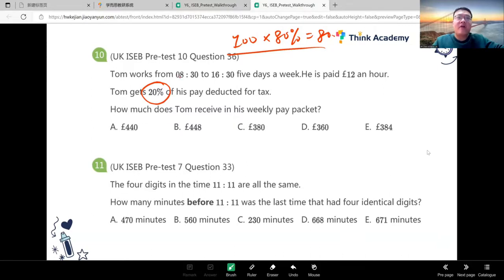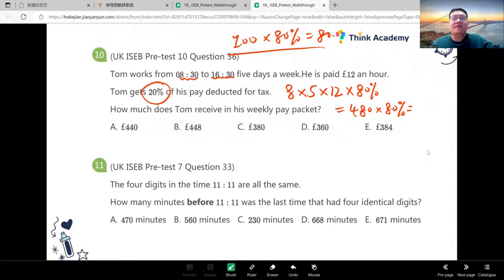So you see, every day from 8:30 to 16:30, that will be 8 hours. And we have 5 days. And each hour, we're going to be paid 12 pounds. But we can only get 80% of that ourselves, right? So then you do the calculation, you find the answer. Let's see, 8 times 5, you got 40, 40 times 12, you got 480, and you times this by 80%. So after the calculation, which one is correct?